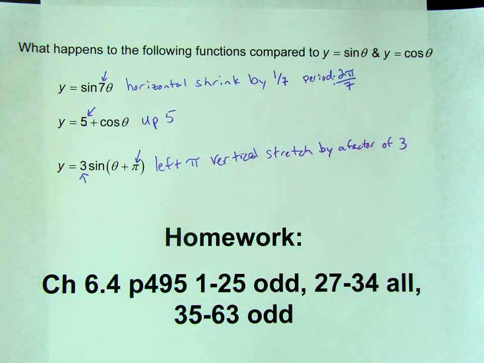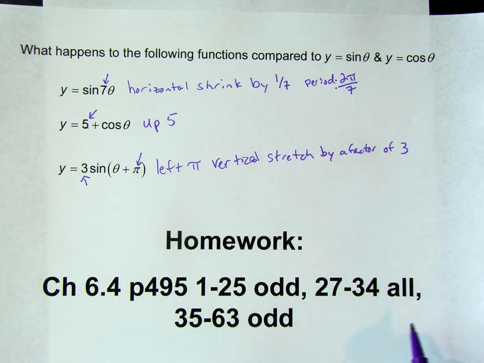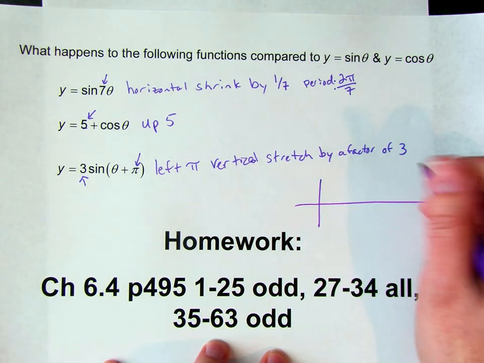Okay. Your homework is page 495, 1 through 25 odd, 27 through 34 all, 35 through 63 odd. And don't get too upset. I do expect some difficulty with the graphing. Make sure that, like I said, it's much easier to graph these on notebook paper rather than graph paper, just for the sense of being able to draw your own units out.